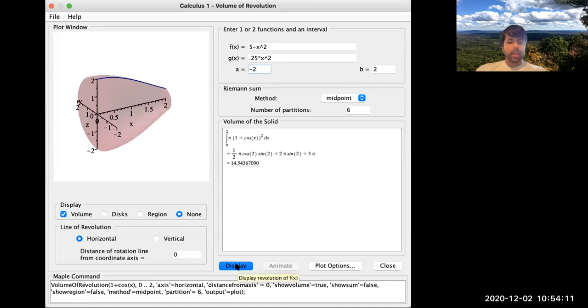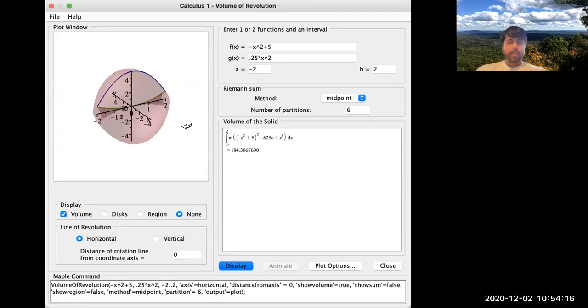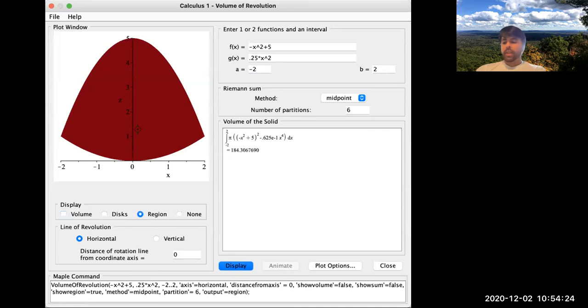So if I display it, remember we talked about this? Let me just look at the region for now. I'm going to click region. So this is the region that we discussed, right? This is the region that's shaded in a neon green color. This is the part of the parabola here, and this is the other part of the lower parabola. And this is the region that we want to revolve around the x-axis.